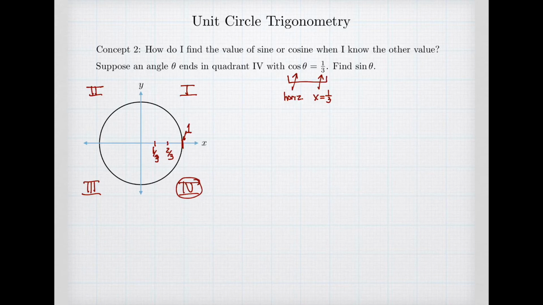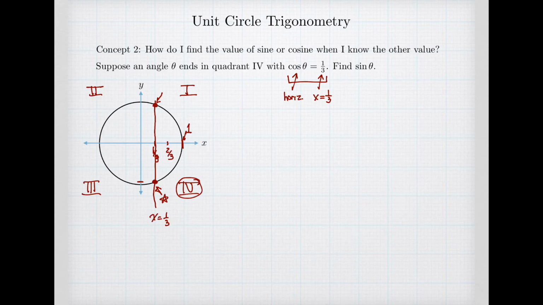I'm interested in a point on the unit circle with this x coordinate. So I'm going to think about this line. This is the line x equals 1/3. And you'll notice it crosses the circle in 2 locations. I've got a point in quadrant 1 and a point in quadrant 4. And of course, we're interested in the point in quadrant 4, not the one in quadrant 1. So I know the x coordinate, but I don't know the y coordinate. I'm interested in this y value.